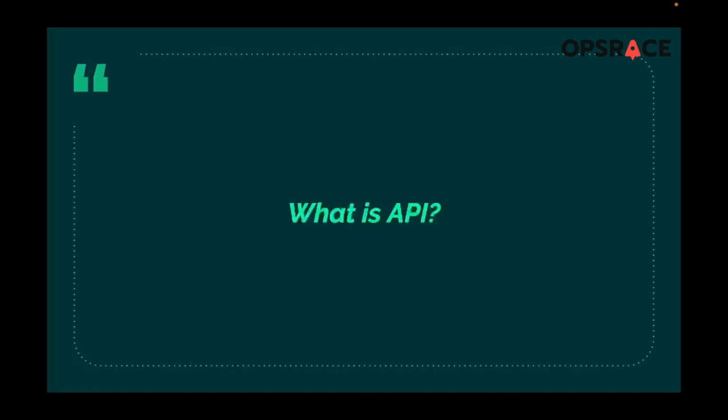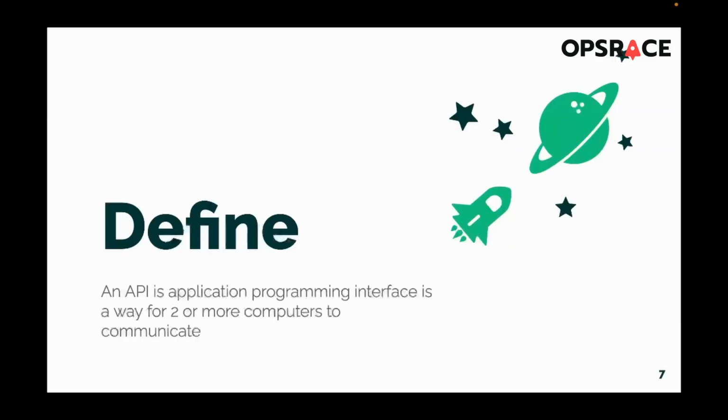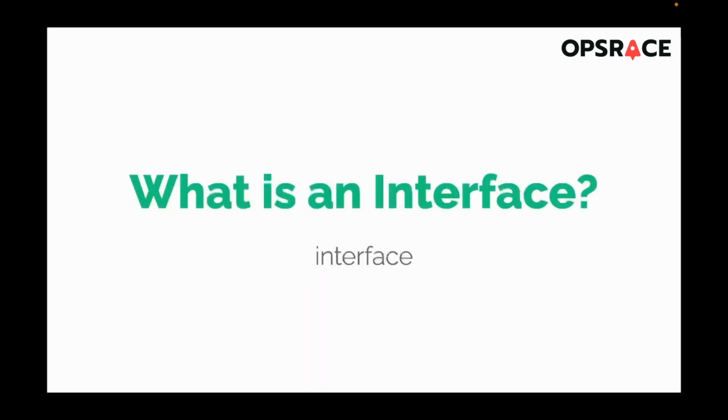Okay, so number one question is, what is an API? An API, an application programming interface, is a way for two or more computers to communicate. So this is basically communication between two computers. The way, the technique, the process they follow is called an application programming interface.